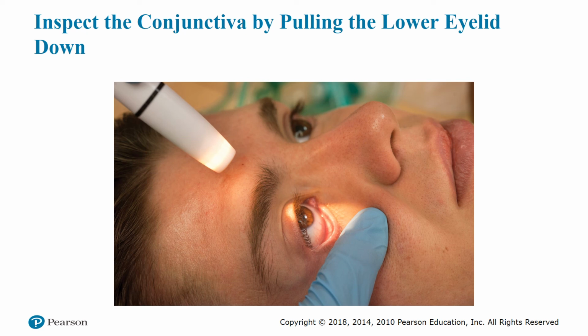Inspect the conjunctiva by pulling down the lower eyelid. This also can give you a little bit of an idea of perfusion status. Sometimes you can see pallor or cyanosis in this area. Your perfusion status is probably pretty bad.